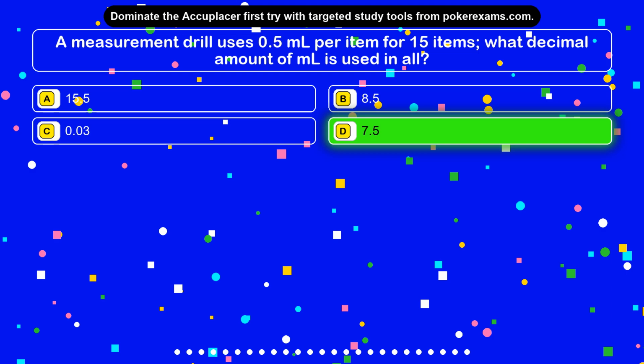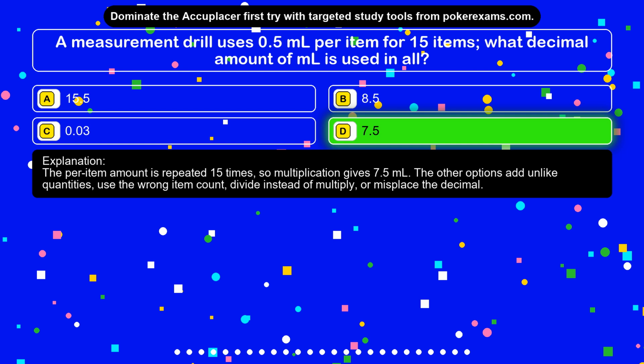The correct answer is option D, 7.5. The per item amount is repeated 15 times, so multiplication gives 7.5 ml. The other options add unlike quantities, use the wrong item count, divide instead of multiply, or misplace the decimal.